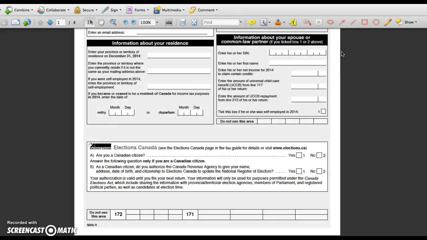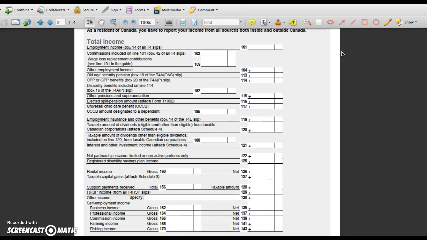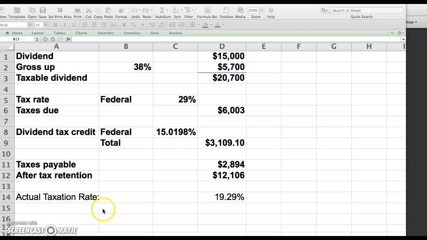So on your T1 General, on the second page, we report all of our income sources. So in the case of taxable dividends, they're reported on line 120. So we reported our $20,700 on our T1 General. And if we were to calculate the tax on those, we would use the marginal rate of 29%, and we would deduct from that a dividend tax credit of 15.0198%. Now, where would we do those calculations? That would be on the Schedule 1.